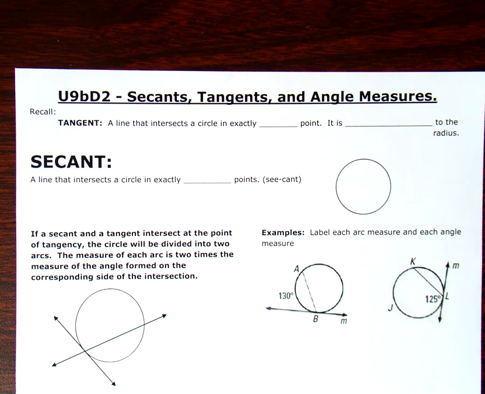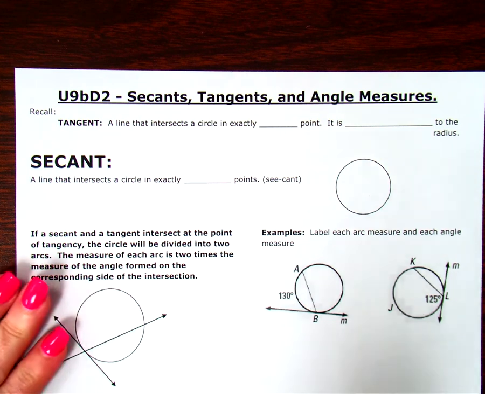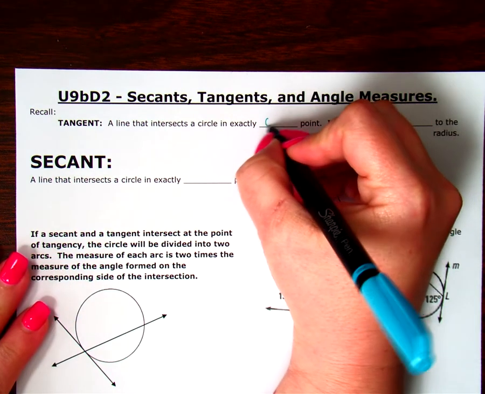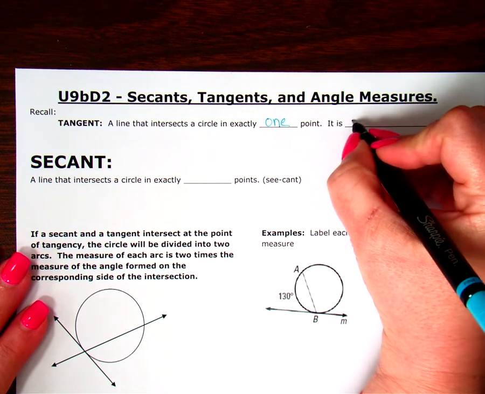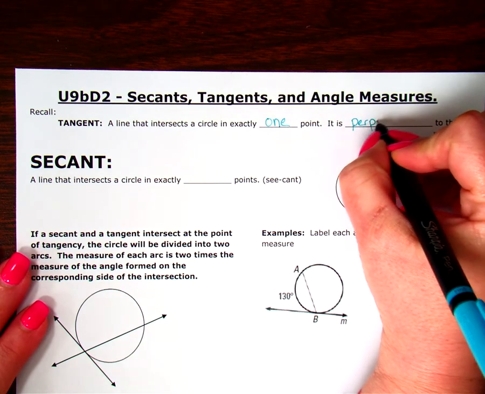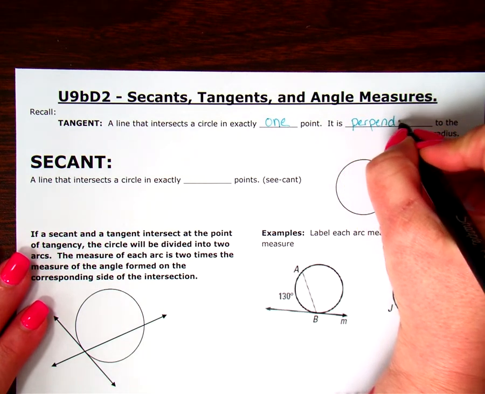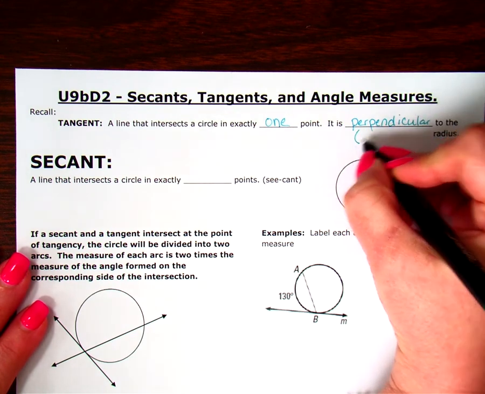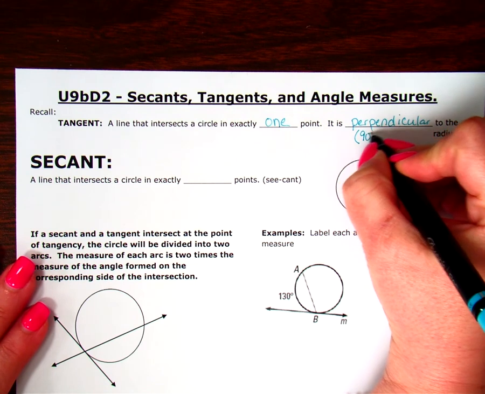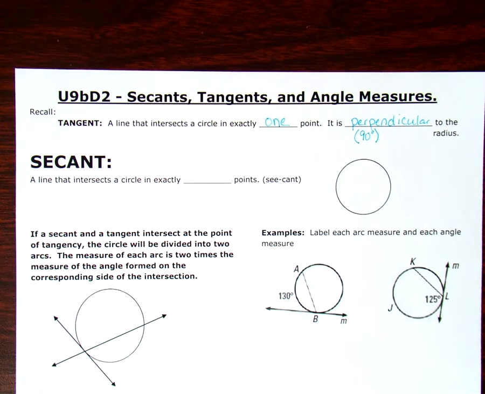So we need to remember what a tangent is. It's a line that intersects a circle in exactly one point, and it is perpendicular to the radius. Remember, that means it intersects the radius at a 90-degree angle at the point of tangency.